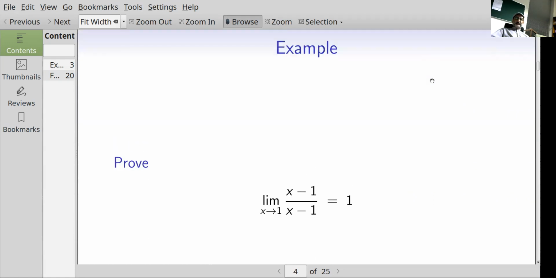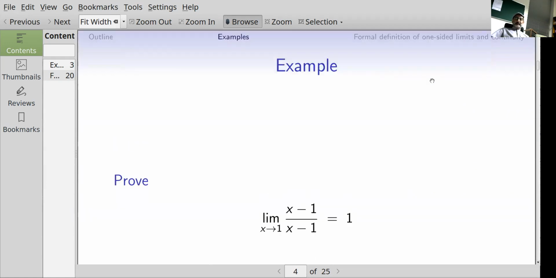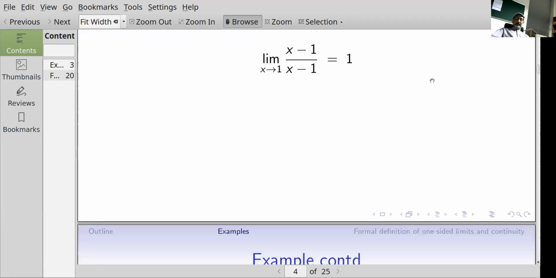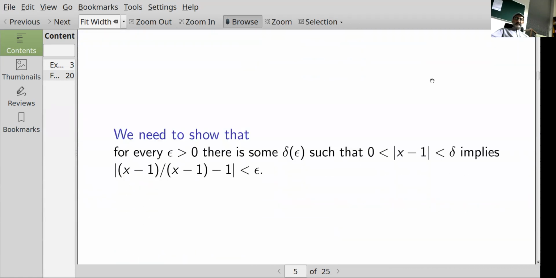So, for example, let's say you worked out that the limit as x goes to 1 of (x minus 1) over (x minus 1) is equal to 1. Okay, now you have to prove it formally. So you worked it out informally, now you have to give a formal proof. Okay, so what do we need to show?